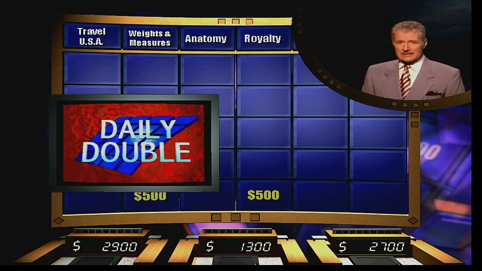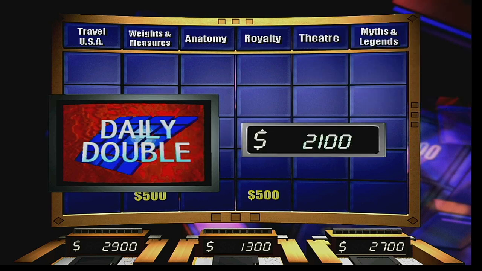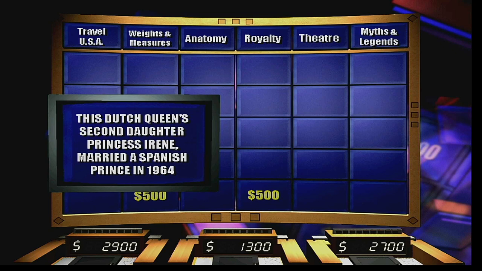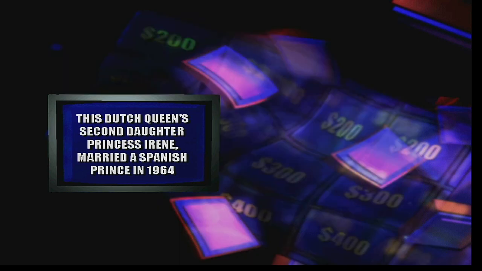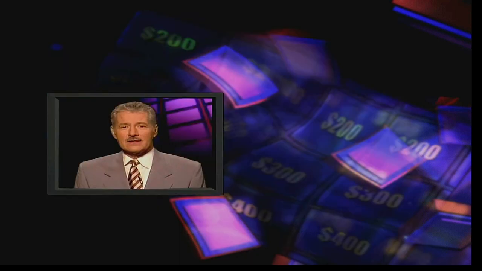Uh-oh. Daily double. Player three, you have your wager. Good. Let's take a big leap here. Oh, 2100. This Dutch queen's second daughter, Princess Irene, married a Spanish prince in 1964. Who is Juliana? Yes.